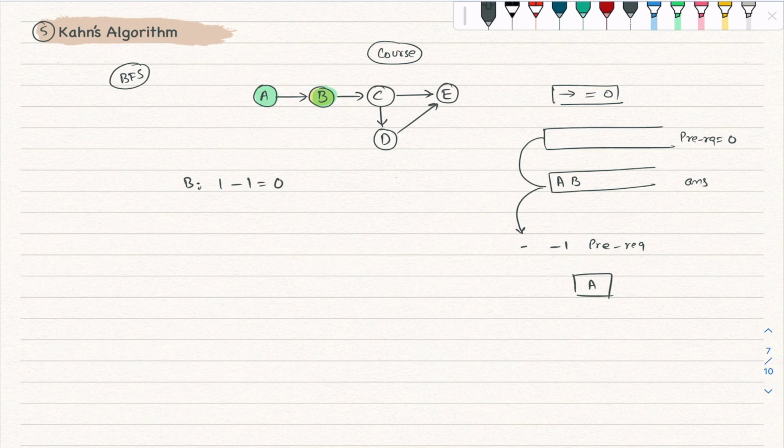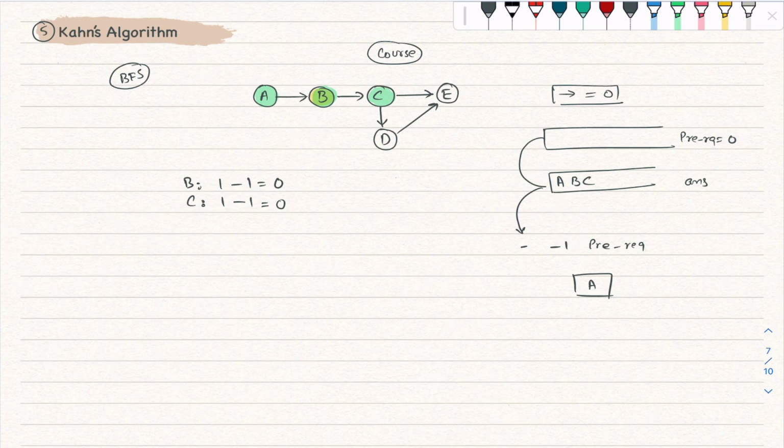And what next step do we have to do? We have to look for all those subjects which have B as their prerequisite. We can see C has B as its prerequisite, so we are going to decrement 1 from it. Then we find that C has no prerequisite other than B, and we have already studied B. So now we can put C as the next subject which we can study. Once we put it there, we will pick C and put that in our answer queue. We are saying, okay, we have studied C.